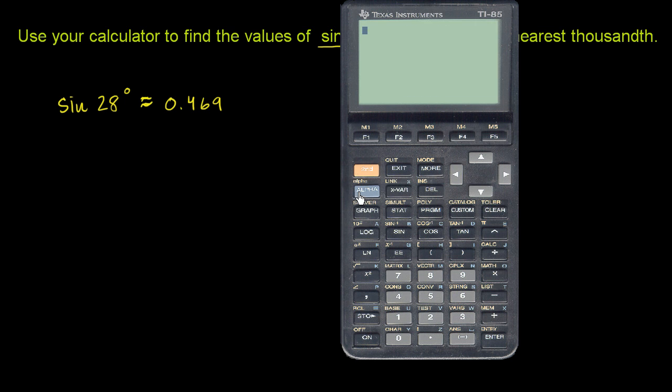Now let's exit. And now let's just take the sine. And here we can just type it in the way we would write it on paper. Sine of 28. And now we know we're taking degrees. And we get the exact same thing, 0.469 if we round to the nearest thousandth.